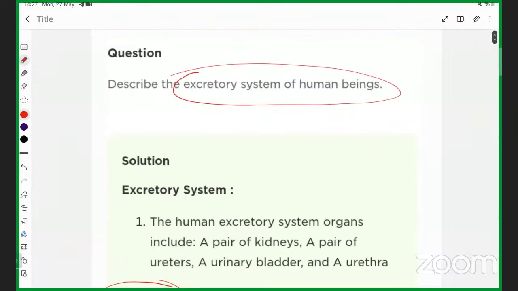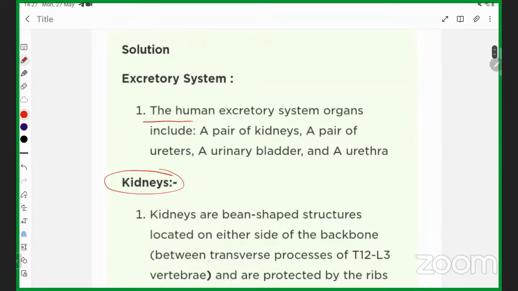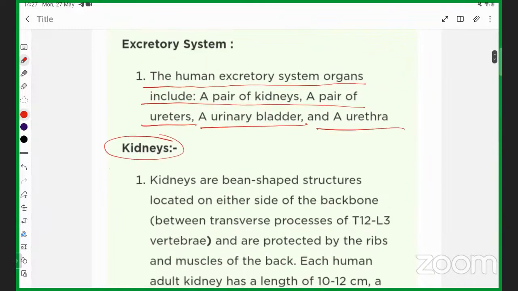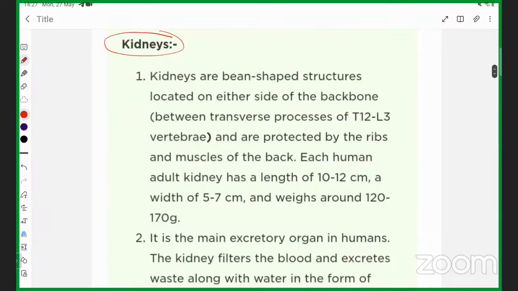See, students, the human excretory system includes a pair of kidneys, a pair of ureters, the urinary bladder, and the urethra. These are the four parts in the human excretory system. Now, we are talking about the kidney.